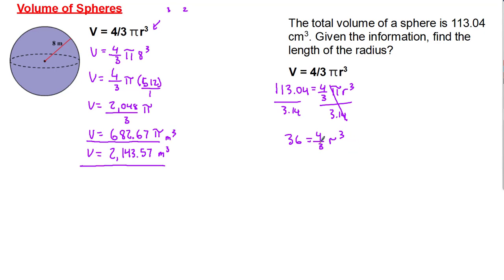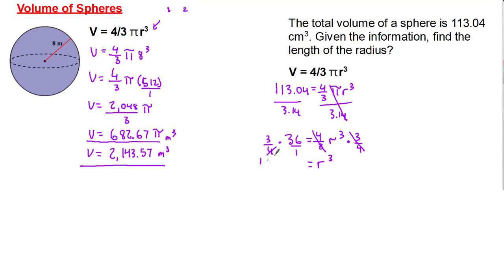Okay? Now we have to get rid of this 4/3. So we're going to multiply by its reciprocal, 3/4, on both sides. So that causes this to cancel out. Now we're just left with r cubed, so r multiplied by itself 3 times.